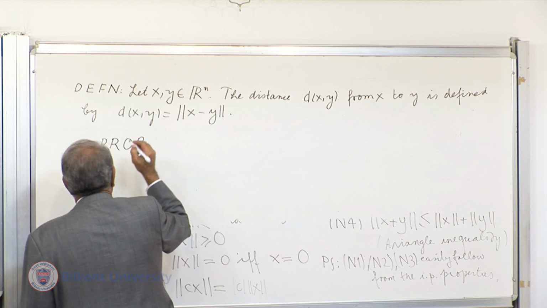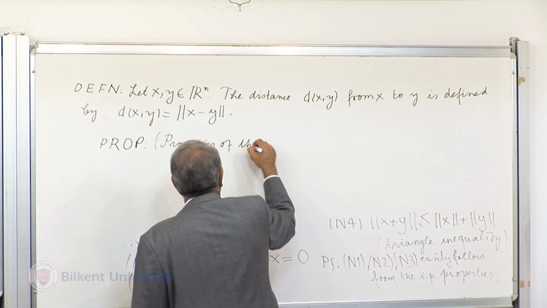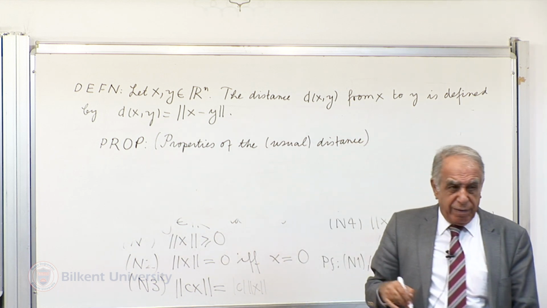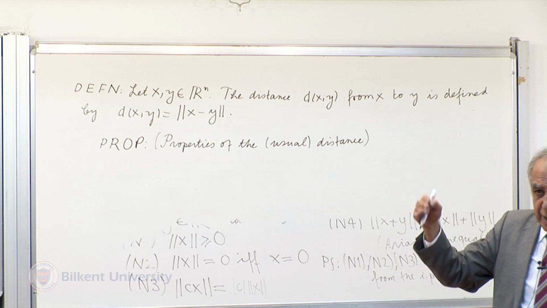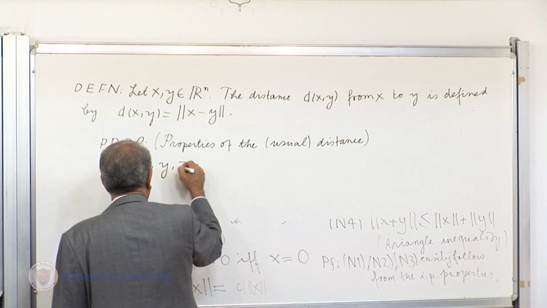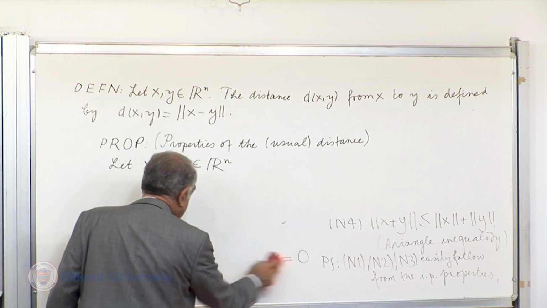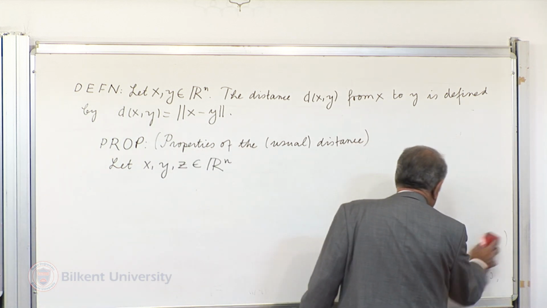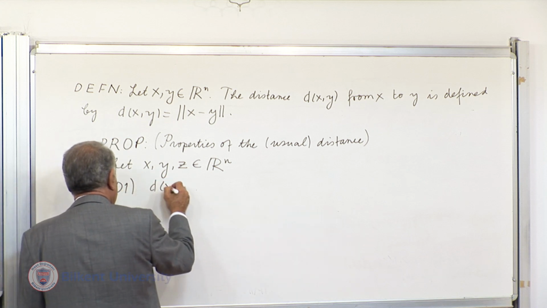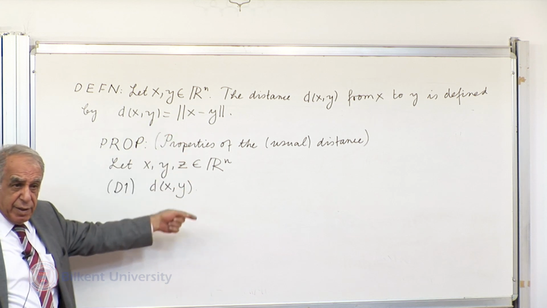Now we'll proceed as in the preceding two cases, properties of the usual distance. So this tells us, in the next section, we'll define unusual inner products, unusual norms, and unusual distances. So here, let x, y, z be in Rn. The first property deals with the sign of this function. That's a real number, but what can we tell about that? Well, it's the norm of some vector, so it's larger than or equal to zero.